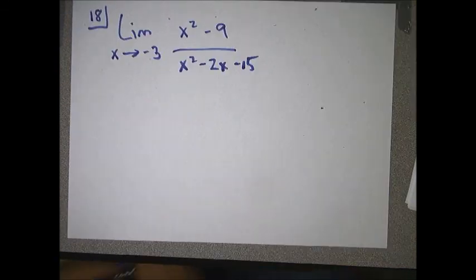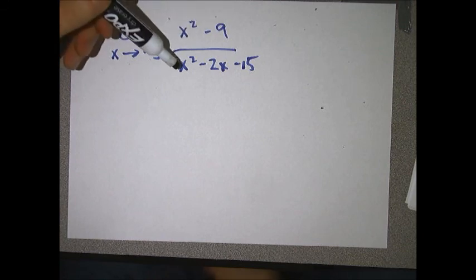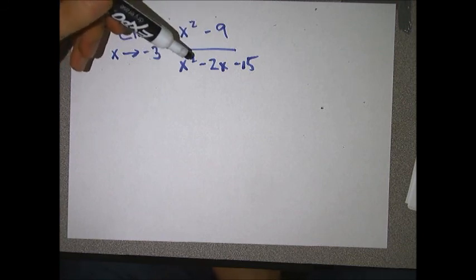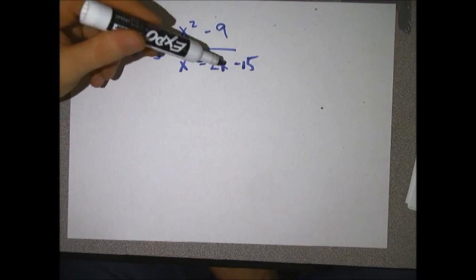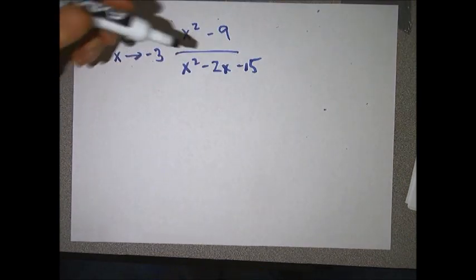Number 18 says the limit as x approaches -3 of x squared minus 9 over x squared minus 2x minus 15. When you do a limit, you always hope that you can plug something in, but if it makes the bottom 0, then you can't do that. If we plug -3 into the bottom, -3 squared is 9. 9 minus a -6 is plus. That's really 15 minus 15, so you cannot just plug in.